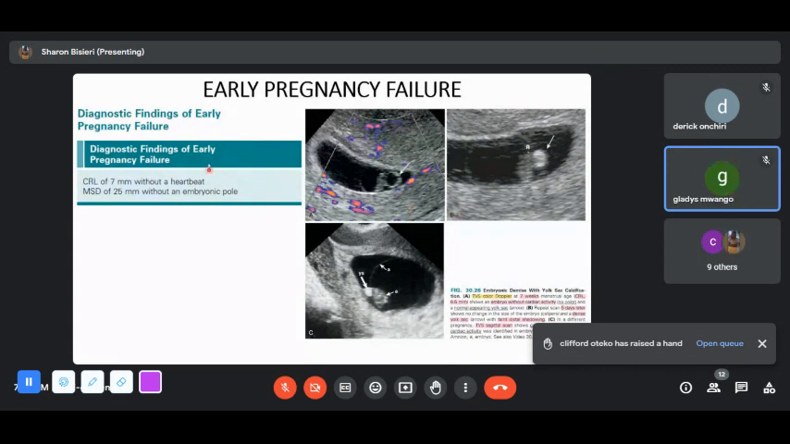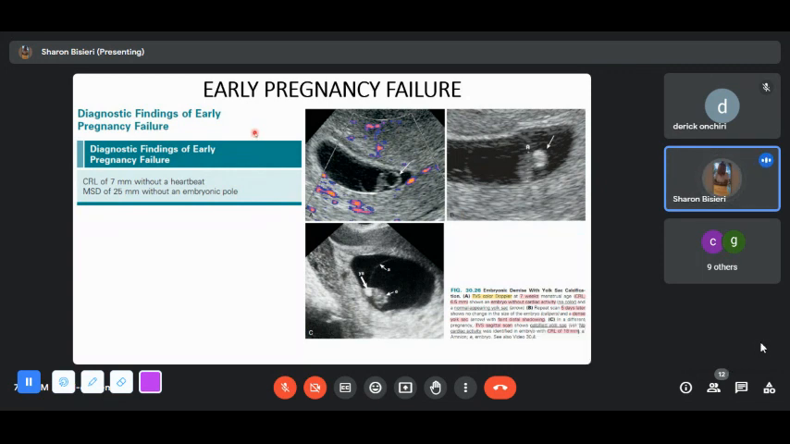All right. So some of the signs of early pregnancy failure are these two. You can have a crown rump length of 7 millimeters, and on picking your heartbeat, you cannot get it. The other sign is a mean sac diameter of 25, and you're not able to see the embryonic pole, or rather, you cannot see it within the gestational sac. The images to the right just show these two signs.